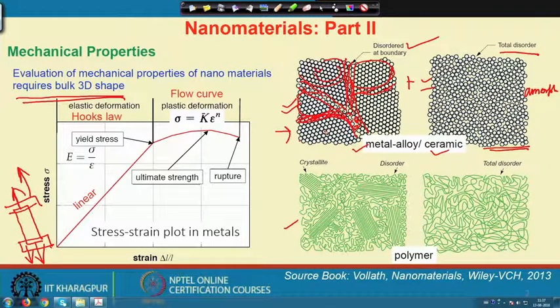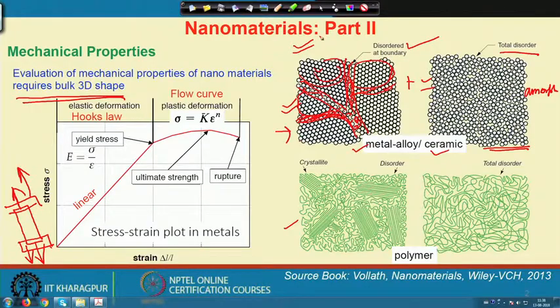So, nanomaterial should show, or is expected to show, very high strength, not like glassy or amorphous alloy, but at least in between the conventional microcrystalline sample and the amorphous one, basically between the two extremities. Okay. So, this is the general expectation.